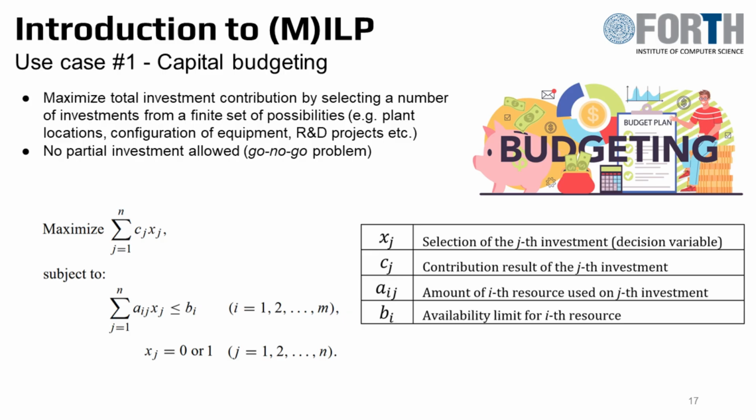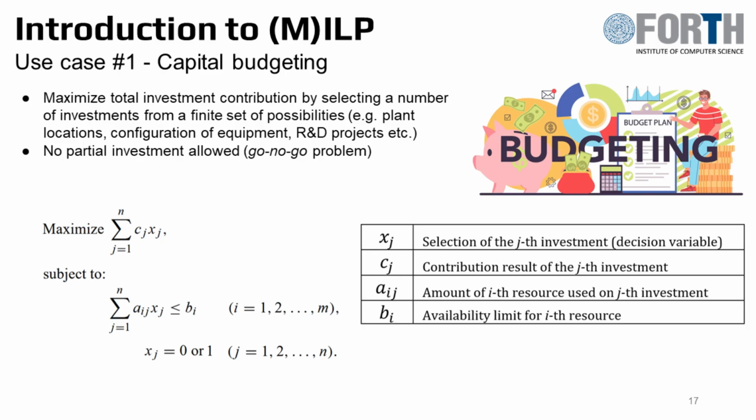Each investment is either fully selected or not selected at all, and the objective is to maximize the total contribution, defined as the sum of contribution coefficients times the decision variables. The model is subject to resource constraints. So for each resource, the total amount used across all selected investments must not exceed its availability. The decision variables are binary. Each variable equals 1 if the corresponding investment is selected and 0 otherwise.